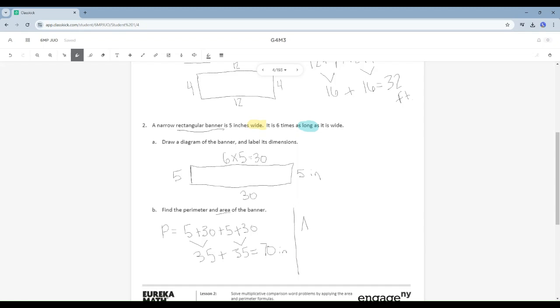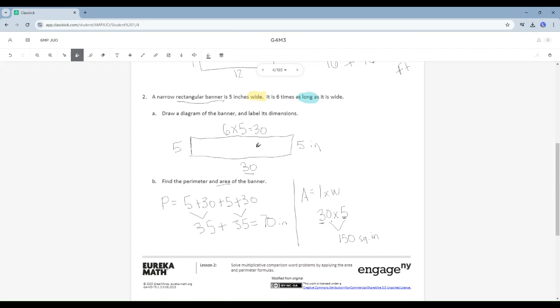Now we'll solve for the area of the banner. Area is equal to the length times the width. And again, since we're being really consistent with what side is the length and what side is the width, the length would be 30 inches times the width, which is 5. And 30 times 5 is, well, 3 times 5 is 15. And we can bring this 0 along for the ride to make 150 square inches. Since we're measuring the area, the dimension for area is square units, and the unit in this case is inches.